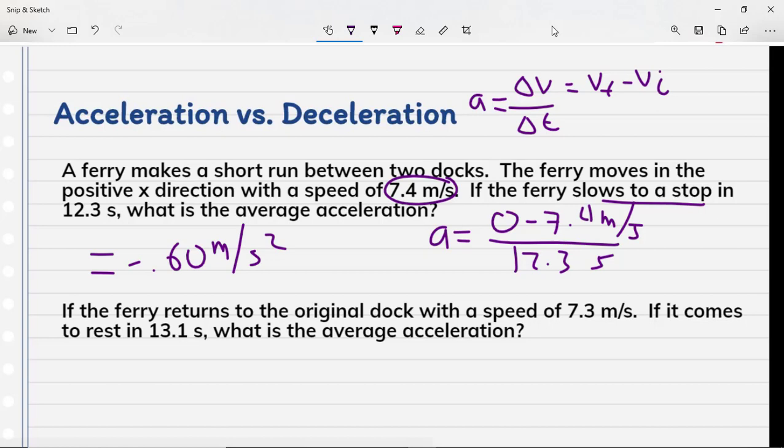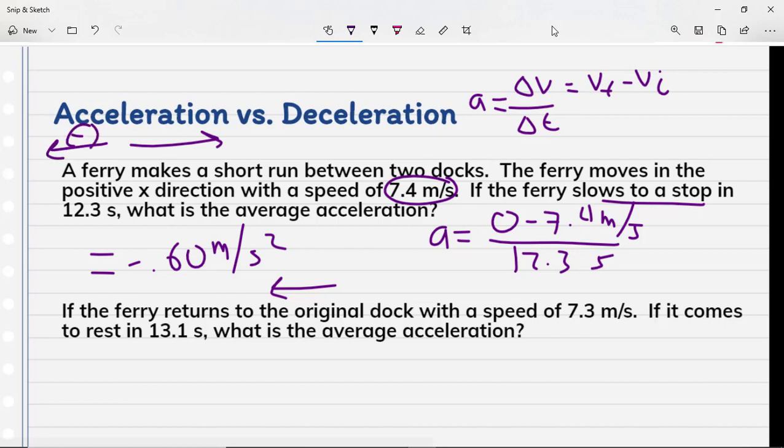If the ferry returns to the original dock with a speed of 7.3 meters per second, and if it comes to rest in 13.1 seconds, what is the average acceleration? Well, here's the thing to keep in mind. Again, positive direction this way, but we're returning, right? So we're going to have the opposite direction here. So the velocity with respect to x is negative, right? Because we're talking about a positive x direction, so that means that this way is negative.